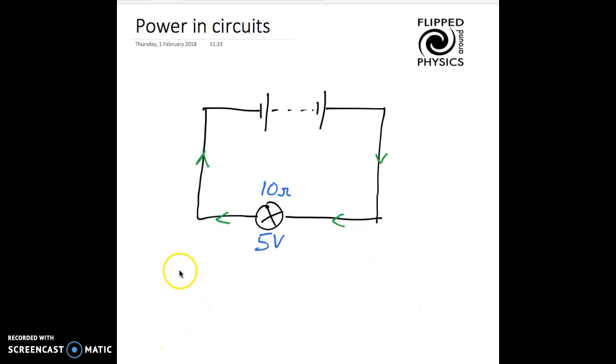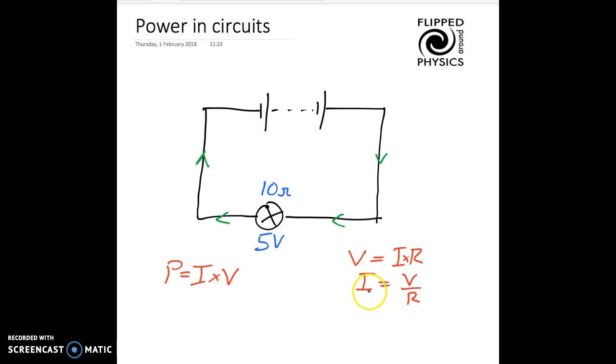Okay, here's another example. In this case, we want to know the power output of this bulb. So we know that P equals I times V. We are given the potential difference across the bulb, but we're not given the current I. So what can we do? Well, we know from Ohm's law, V equals I times R. If we rearrange that to make I the subject, we end up with I equals V over R.